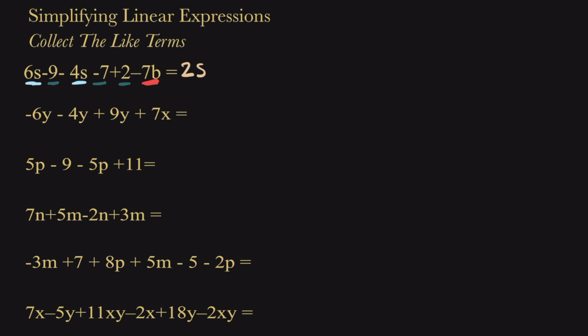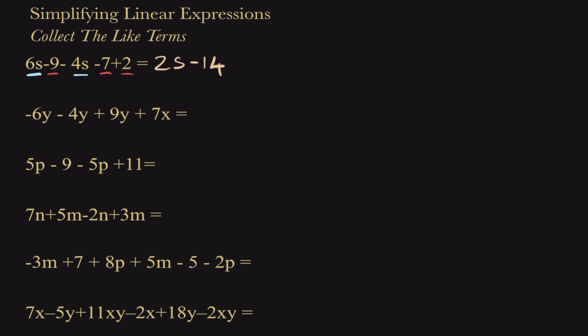Then we have our numbers that are by themselves without a letter after them. We have minus 9, take away 7 plus 2. Once we combine those together, we're going to get minus 14. So we'll write that in our answer next. Then the only other term is minus 7b. And since there's no other b's, that can't be simplified any further. So we're just going to write that straight as it is, minus 7b.